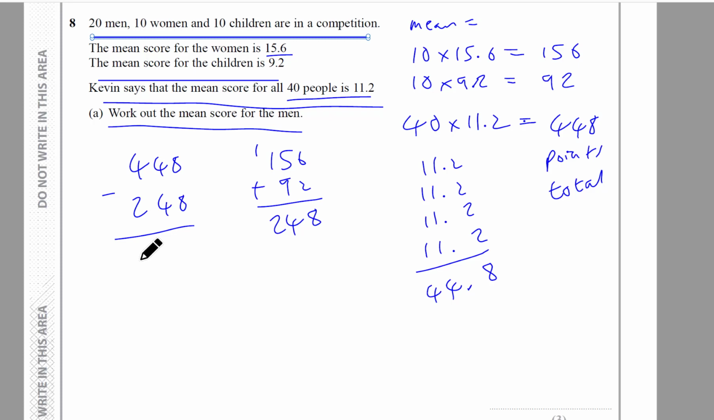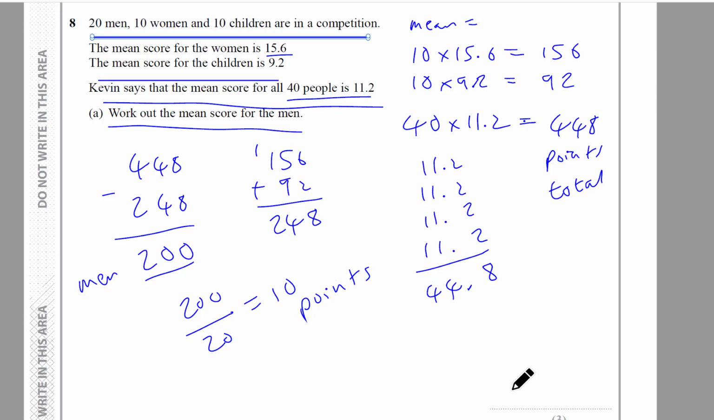So the men have 200 points in total, but then they had 20 men, so we do 200 divided by 20 to find the mean score, the average for the men, which is the men actually get 10 points each. So it shows you actually girl power, the women are getting more points than the men in the competition, which is nice. In the past you wouldn't have got a question showing women getting more points than men.